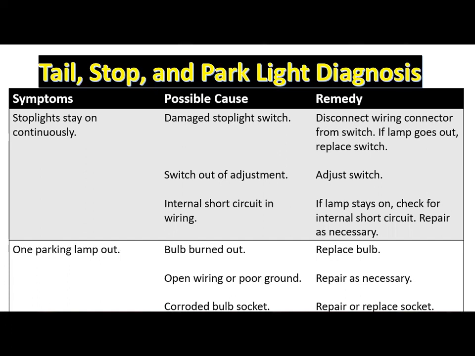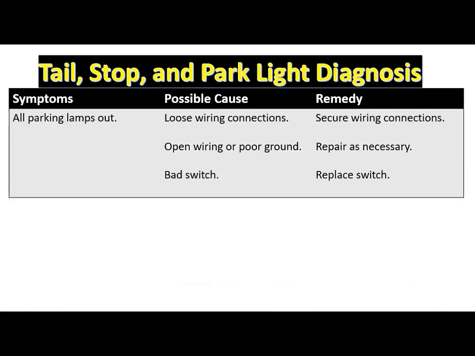Another symptom could be one parking lamp out. Possible cause could be a bulb burned out. Just replace the bulb. Open wiring or poor ground: repair as necessary, like looking for a damaged wire or looking for a loose ground. Because a good ground is a continuity of current. If there's no ground, there will be no movement or flow of the current. Then another one is a corroded bulb socket. Repair or replace the socket.